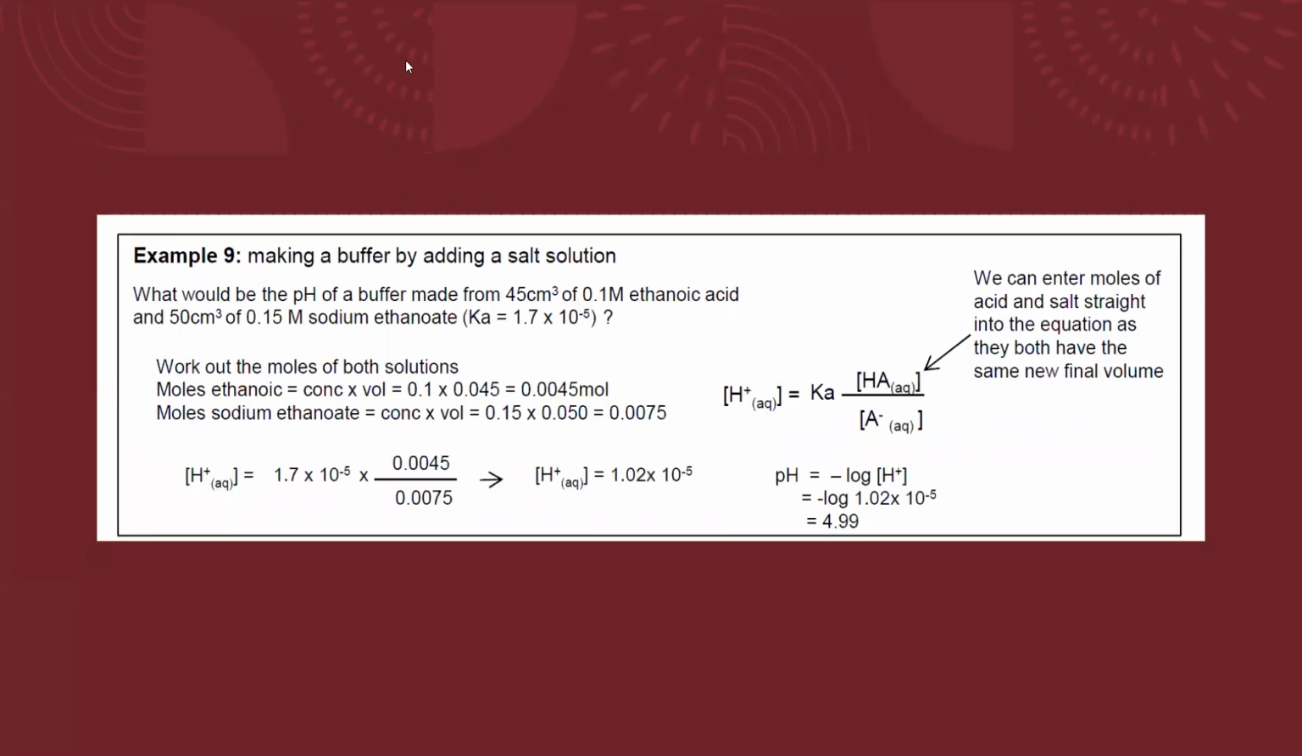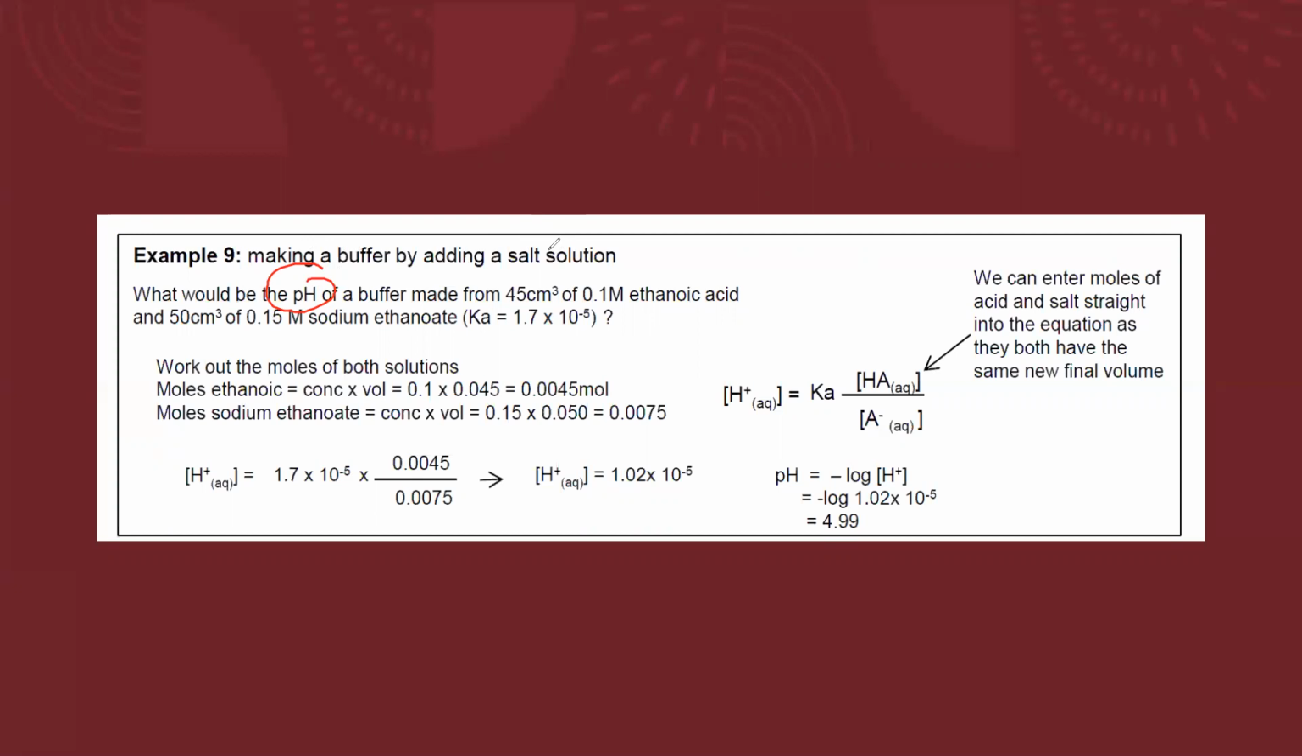So, for example, making a buffered solution by adding a salt, what would be the pH of the buffered solution? You can make a buffer solution by mixing a salt with a weak acid, or you can carry out a reaction between a weak acid and a limited amount of alkali. The moles of alkali will be the same as the moles of salt which is formed. So using that, you can also work out the pH.